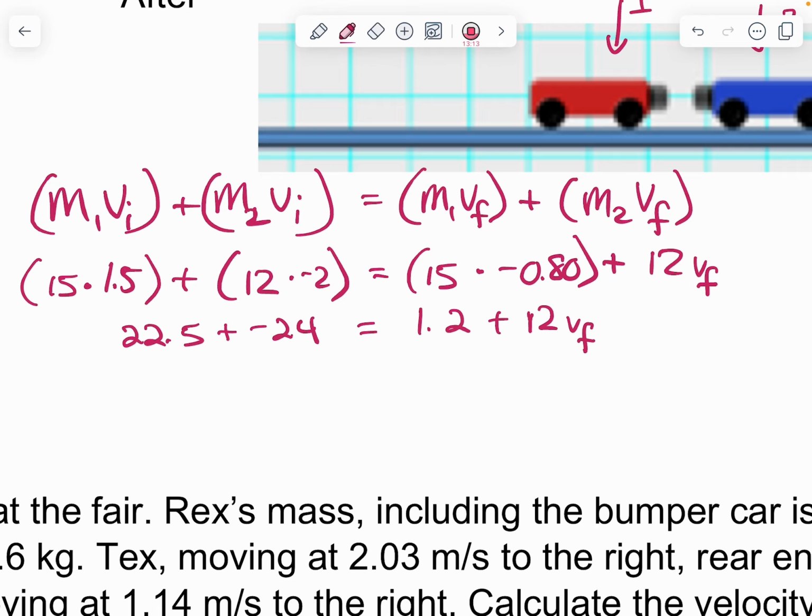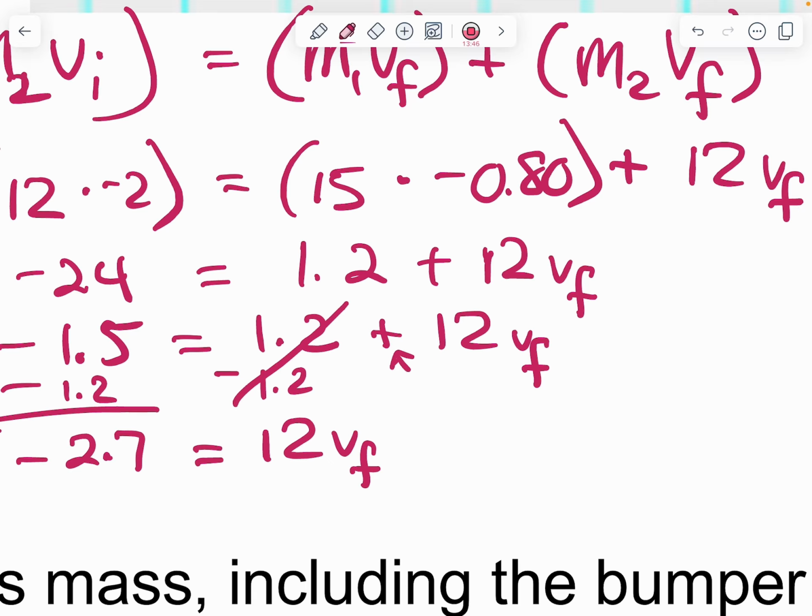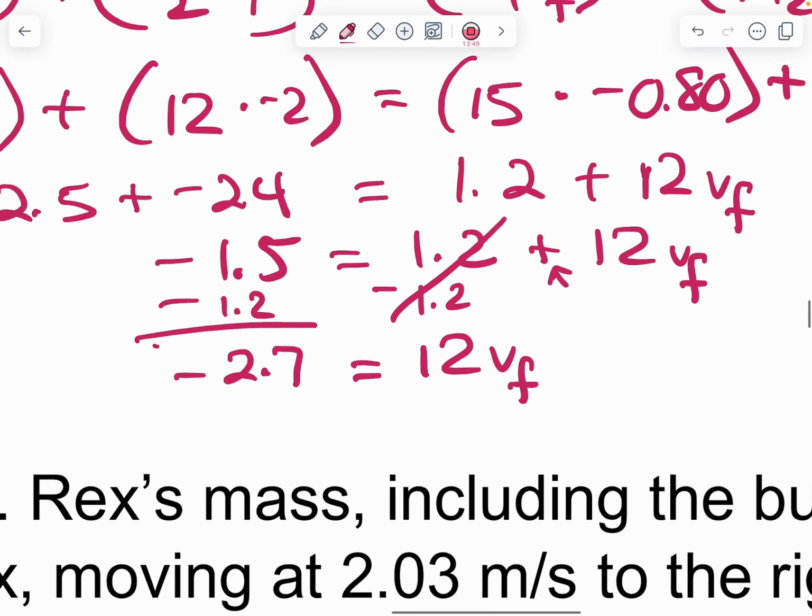So I'm going to keep going here. 22.5 plus negative 24 is negative 1.5. You're using your calculator, right? That equals negative 12 plus 12 VF. Now I have some more steps here than I did before. I have to add 12 to both sides. That gives me 10.5 equals 12 VF. The reason I know I have to do that is because of the plus sign right here. That tells me I'm going to subtract. In this step, there's no plus sign left, so now I'm going to divide both sides by 12.